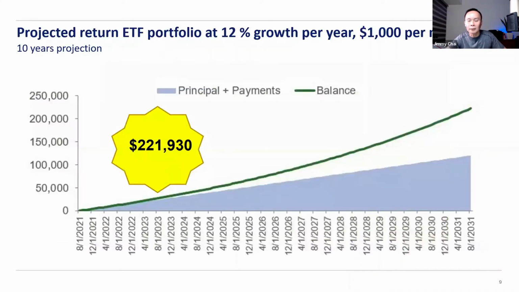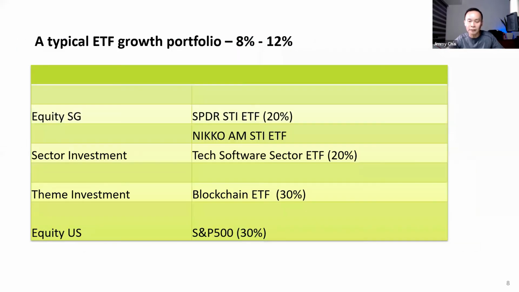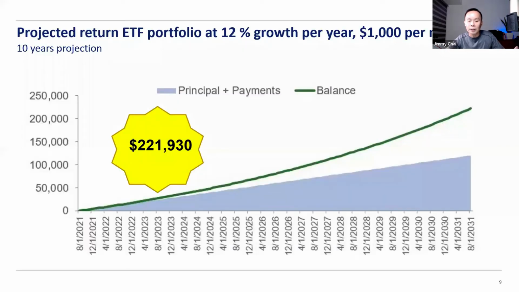So this is a projection of how these things will work. Let's say we look at a 12% growth per year, with $1,000 per month of investment on a regular basis. So what I'm trying to say is that every month, you just invest in all these ETFs, split accordingly. And we do it every month for 10 years.